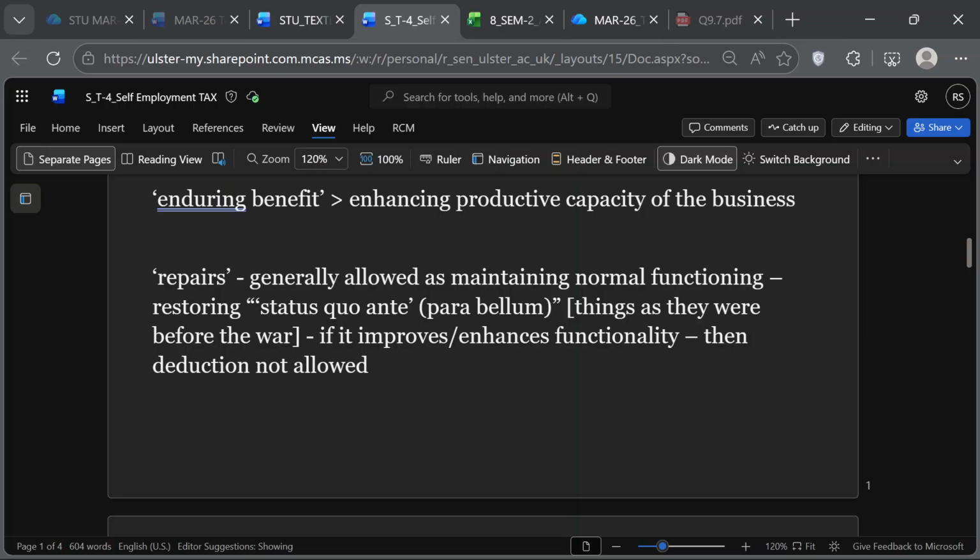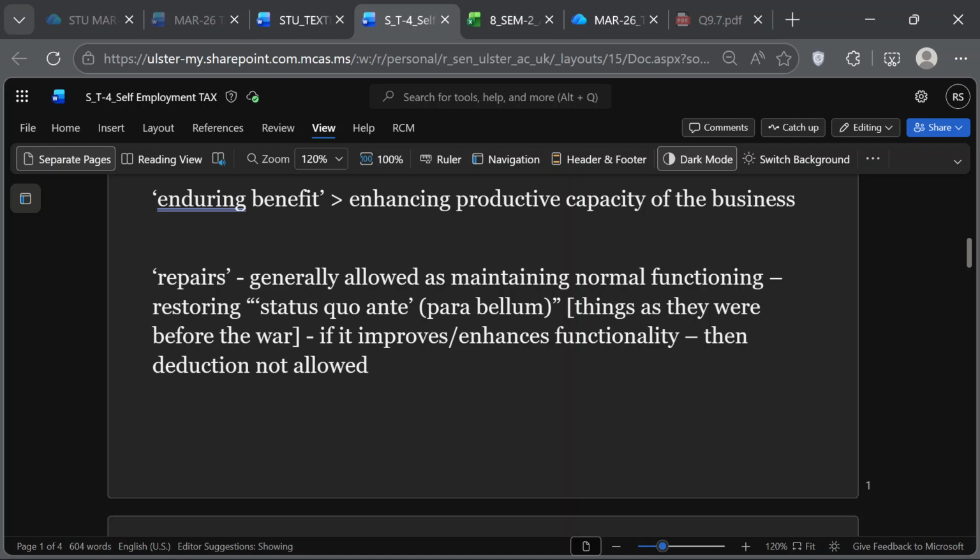Good. Another one is customer entertaining. So you have told us it is not the same as the staff entertaining. Staff entertaining is allowed, and customer entertaining can be allowed as a deductible expense.